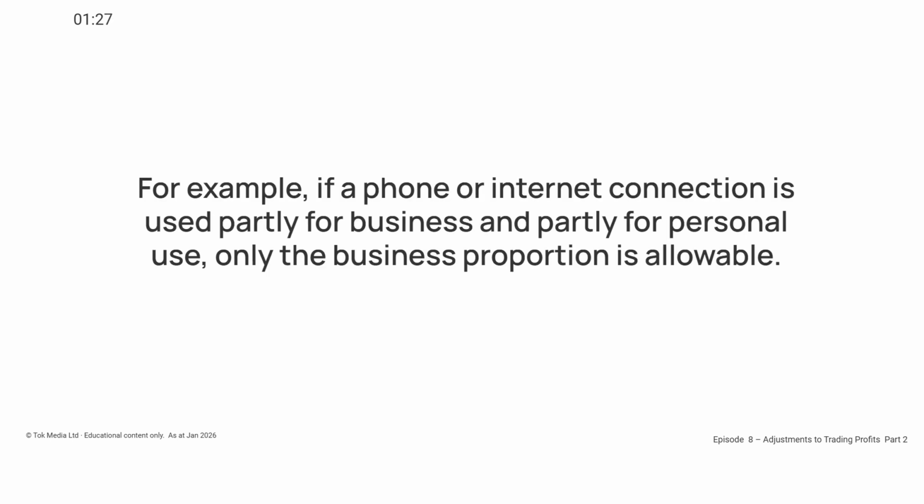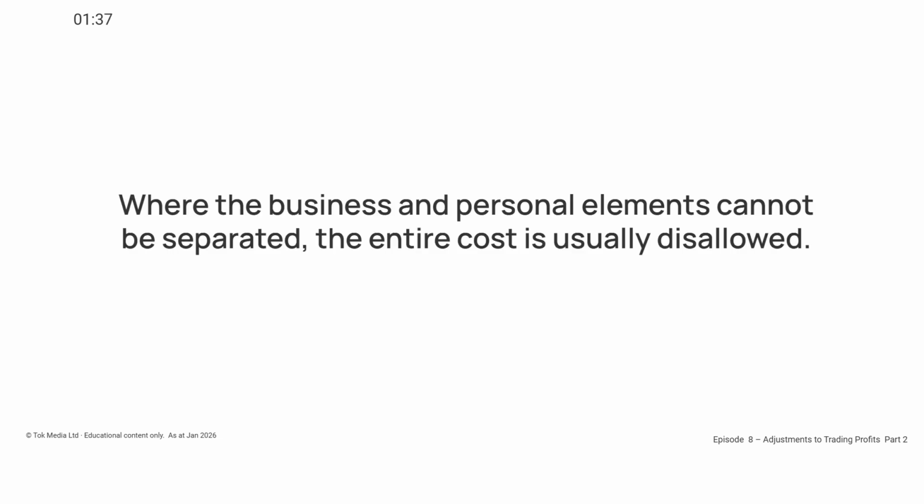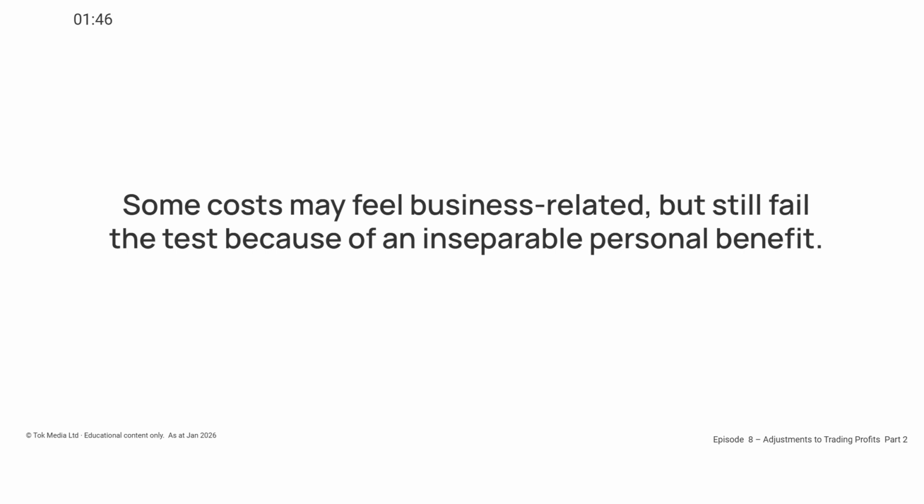For example, if a phone or internet connection is used partly for business and partly for personal use, only the business proportion is allowable. Where the business and personal elements cannot be separated, the entire cost is usually disallowed. This is a common trap. Some costs may feel business-related, but still fail the test because of an inseparable personal benefit.